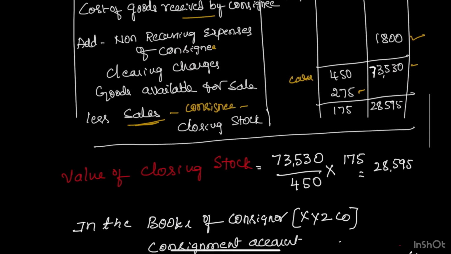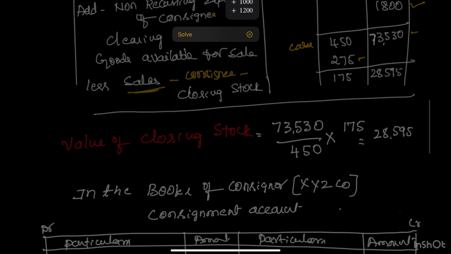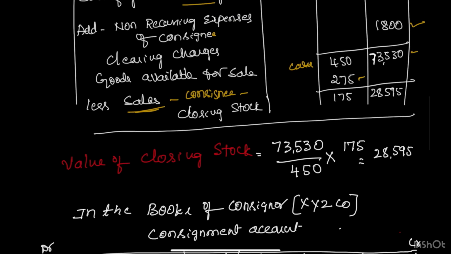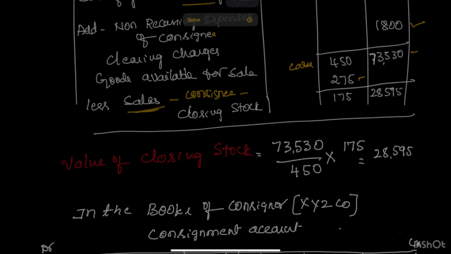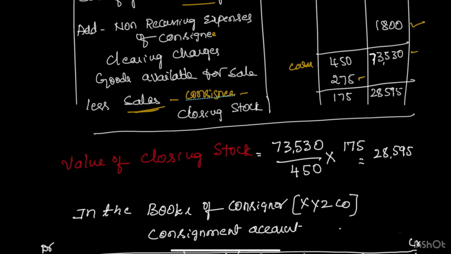Okay, 200, but we are not going to consider the selling price here. We have to find the value of closing stock, so we'll consider only the quantity. So what is the quantity of stock left? Closing stock left is 175. The value of 175 becomes 28,595. This is how it is derived here.